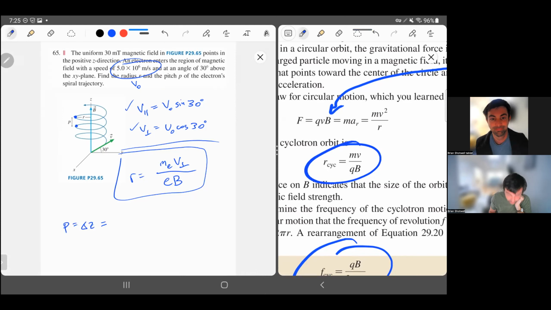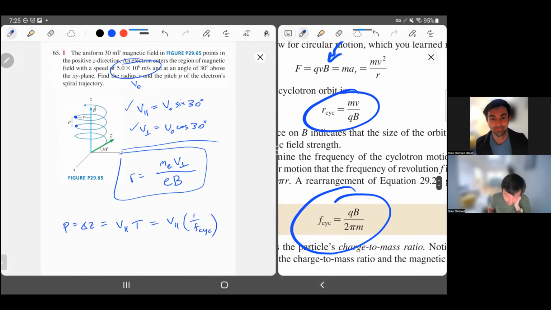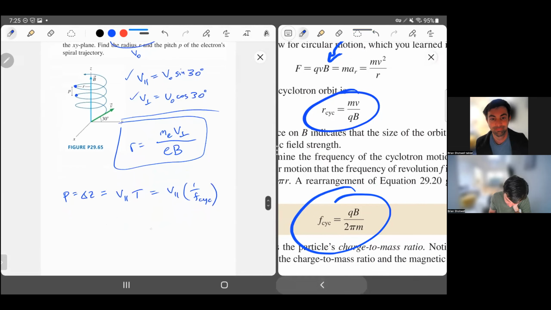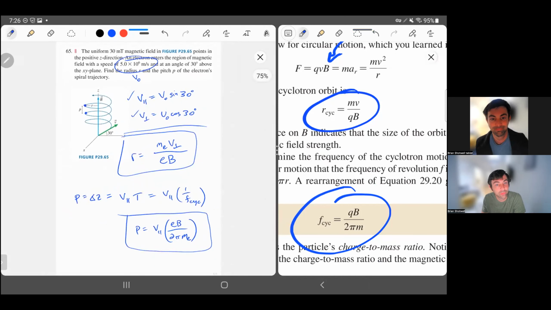Distance is velocity times time. So this is how fast it's moving in that direction times the time for one orbit, or one period. Or V parallel times one period, which is 1 over the cyclotron frequency. If we look on the right here, the cyclotron frequency we can just plug in. So the pitch is V parallel times Q times B over 2 pi m. This is the mass of the electron, and for Q, I'm going to plug in the charge of an electron as well. So we have both of these in terms of the given quantities.